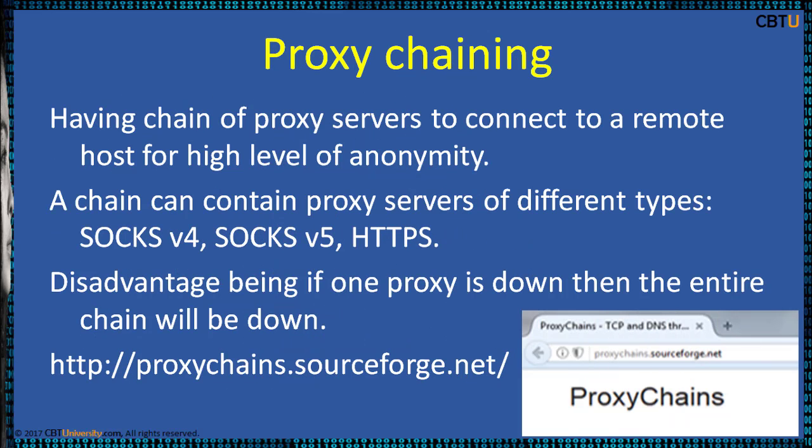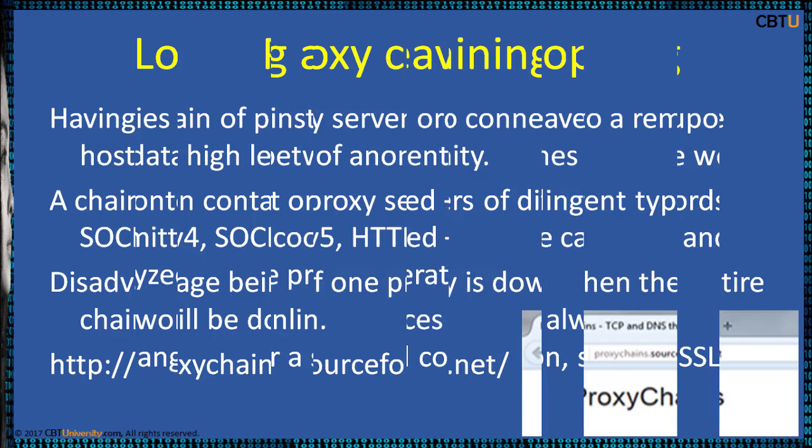Proxy chaining is having a chain of servers to connect to the remote host for a high level of anonymity. A chain can contain proxy servers of different types: SOCKS version 4, version 5, HTTPS, etc. If you use an HTTP proxy, it must be the last one in the chain. The disadvantage is that if one proxy is down, then the entire chain will be down, and the time lag to the destination will increase by the sum of all the lags through the proxies. If a chain contains no proxies, the connection will be made directly.